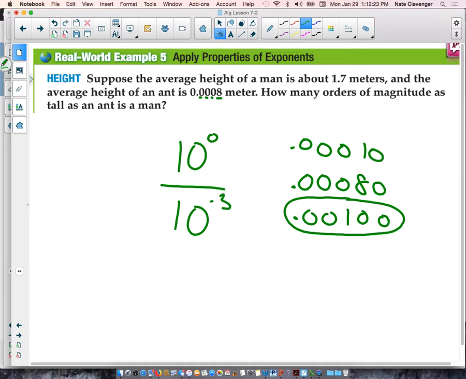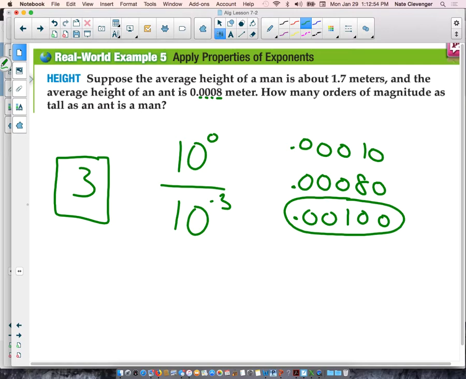So how many orders of magnitude taller is the human? 3. That's the difference in those exponents. I'm so confused. How's a man only 3 times as big as an ant? The 3 magnitude. How would that even work though? What do you mean? Because it's 10,000. That doesn't make 10,000 sense. I don't know how to put this.